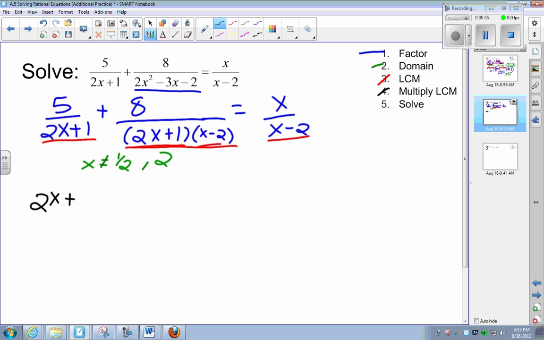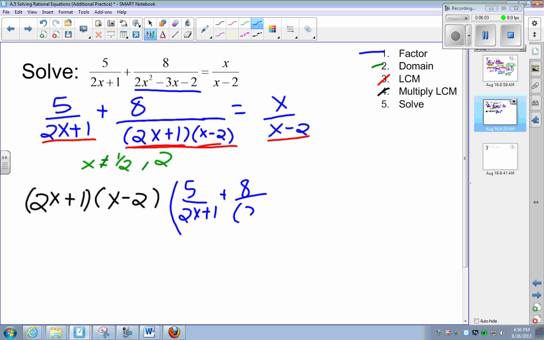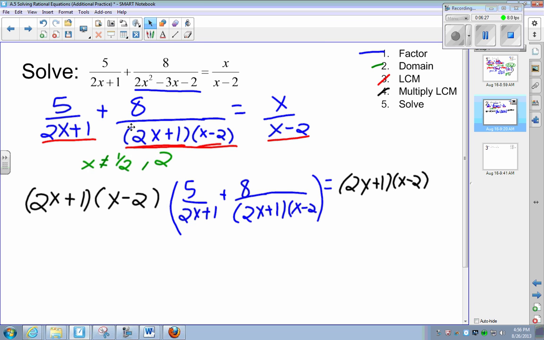2x plus 1 times x minus 2 is equal to, oh, sorry, got a little ahead of myself, times 5 over 2x plus 1 plus 8 over 2x plus 1 times x minus 2 is equal to 2x plus 1 times x minus 2 times x all over x minus 2.